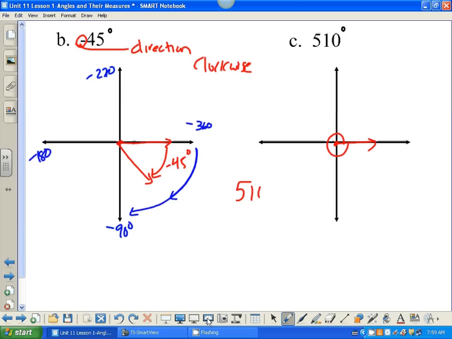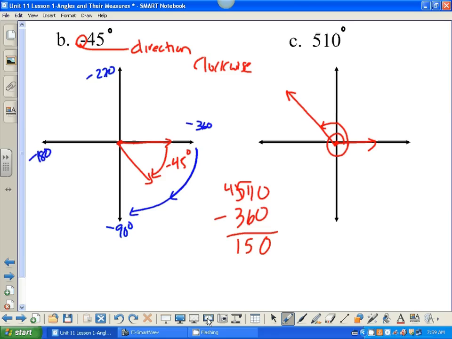So I can take 510 and subtract 360. That's going to give me 150. So I have to go 150 extra degrees. This is going to give me the extra 90. I don't need to go to 180. So my terminal side is going to fall in the second quadrant.